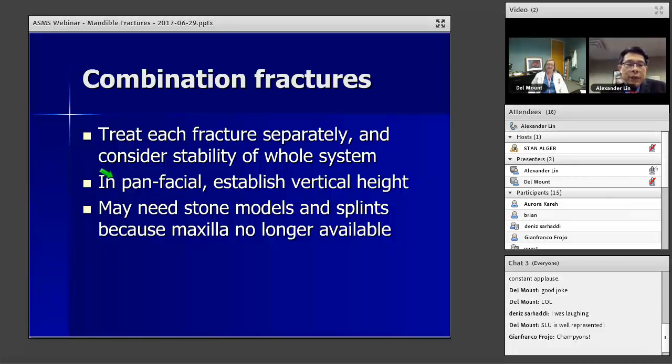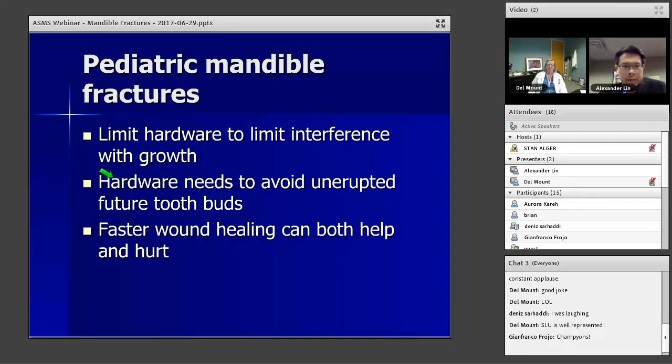In the panfacial fracture, we already talked about it. The key is establishing vertical height. And you may need stone models and splints because the maxilla is no longer available. And so that's something the ASMS basic course would be a great place to learn how you make a stone model and splint to reestablish when you have a multiple fracture, so you no longer have the maxilla as a guide. Then the best you can do is do a model surgery with stone models.